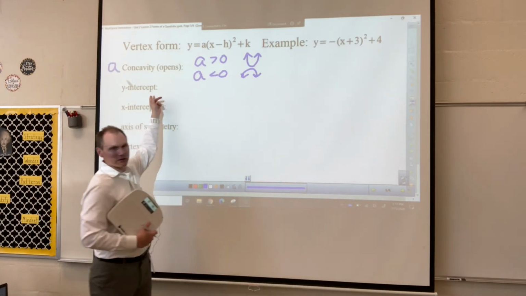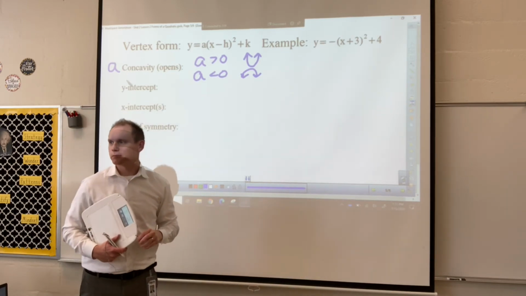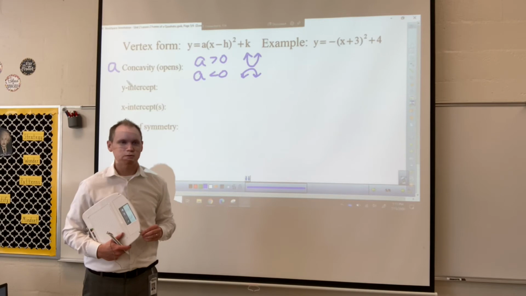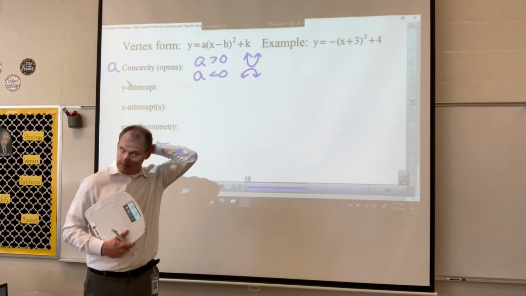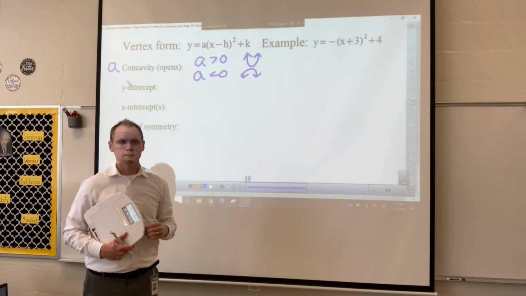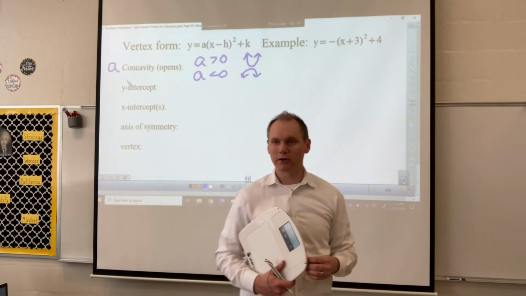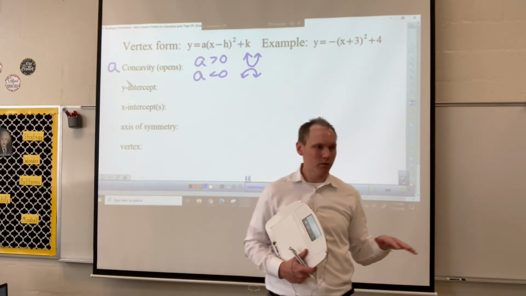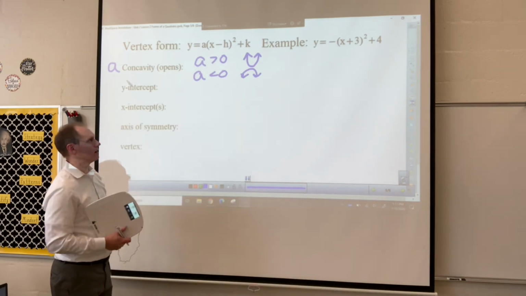Okay, so let's see what else. What do you think about y-intercept? Do you think we can find that? You think we can find the y-intercept? What can we always do to find the y-intercept? Yeah, put in 0 for x, right? No matter what you're working with, you can always put in 0 for x, find out what the y value is at x value of 0.